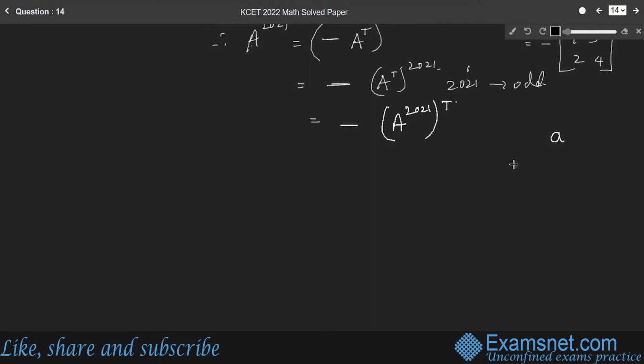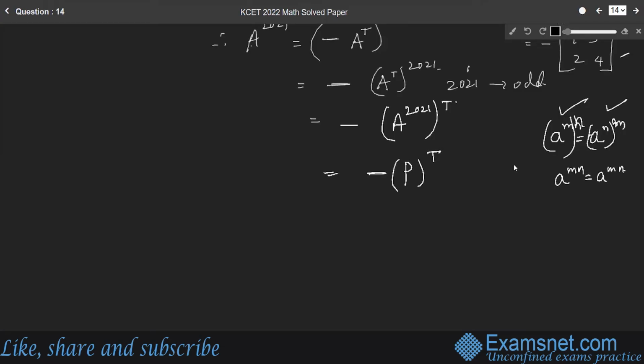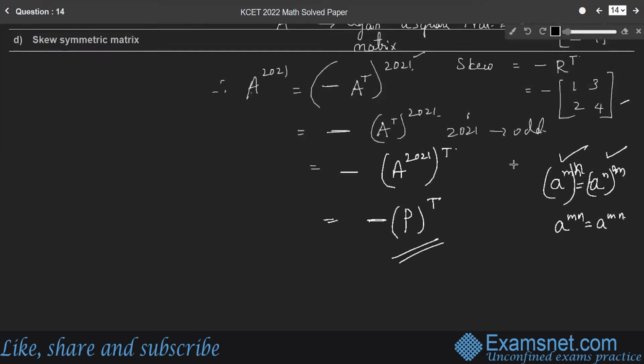Both are the same because (A raised to m) whole raised to n is equal to (A raised to n) whole raised to m, because A raised to mn is equal to A raised to mn. So in both cases, you will get A raised to mn as the answer. Therefore, just interchange the powers. (A raised to T) whole raised to 2021 is (A raised to 2021) raised to T. We'll consider A raised to 2021 as P. So with negative sign, P raised to T. Therefore, A raised to 2021 is the negative of the transpose of a matrix.